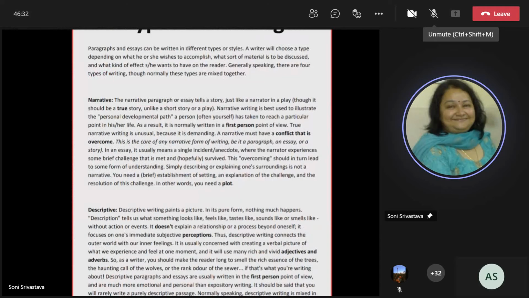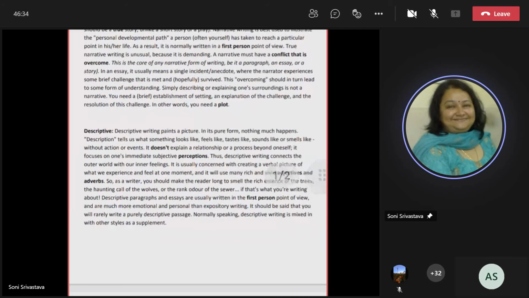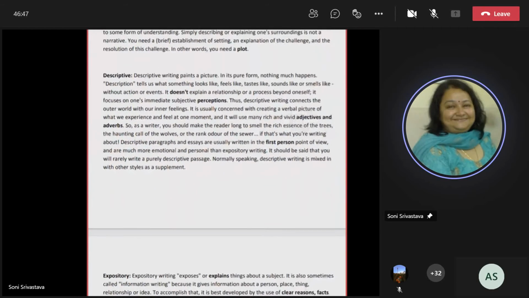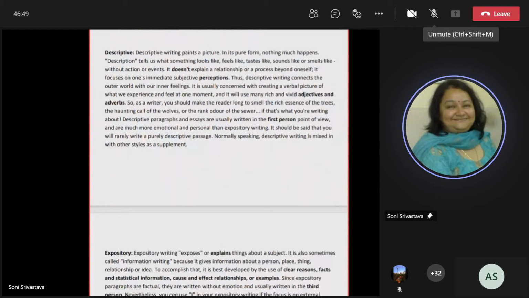Now, descriptive writing in its pure form paints a picture. Nothing much happens. Description tells us what something looks like, feels like, tastes like, sounds like, or smells like, without action or events. It doesn't explain a relationship or a process beyond oneself. It focuses on one's immediate subjective perception. Thus, descriptive writing connects the outer world with our inner feelings.